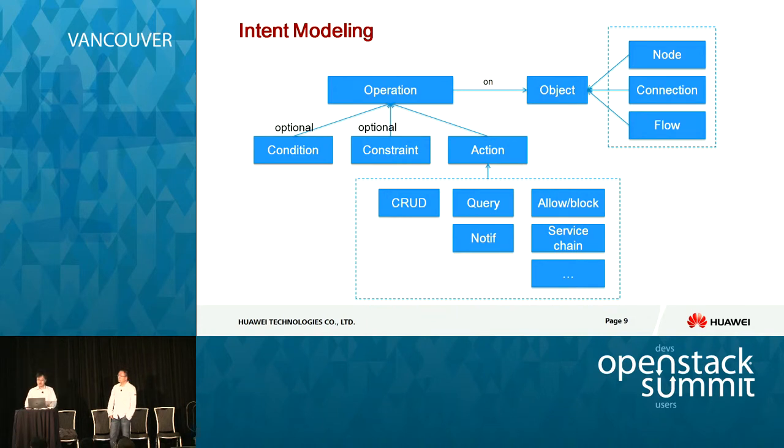On the top level, intent is expressed as operation on object. The operation has the semantic that on condition do actions with the constraint. In the network and NFV area, an object is usually a node, connection, or flow. A node, for example, could be a firewall service pool, a layer 2 network, and the connection describes the connectivity among various end nodes. It could be point-to-point, point-to-multipoint, mesh, or a composition of the basic topologies. And flow is the traffic on connections. It can be video traffic, web traffic, or tagged as VIP traffic.